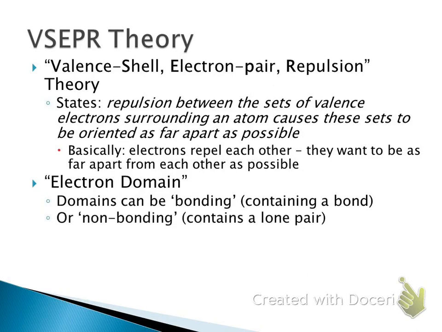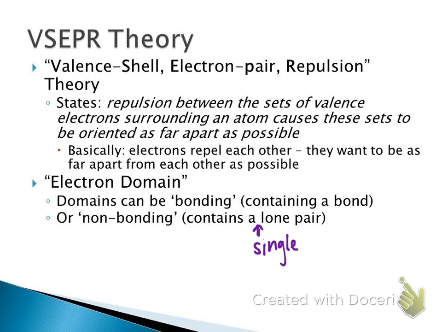It's as simple as a bonding domain contains a bond, one or more bonds. A non-bonding domain contains a lone pair. That's it. And this is important to reiterate, it contains a single lone pair. So it's not like if you've got some lone pairs, that's one non-bonding domain. That's not how it works. If you've got 2 lone pairs on your central atom, you've got 2 non-bonding domains.